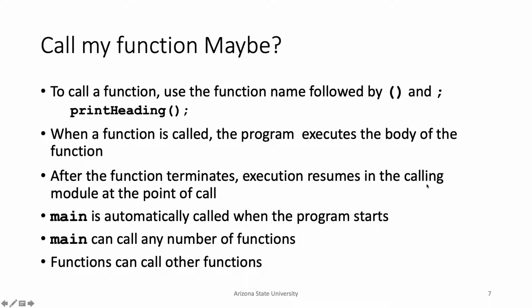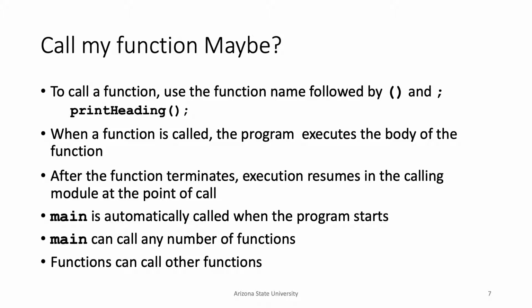So let's do one more slide. If you want to call a function, you do this. You use the function name followed by parentheses. This is not really correct because you need to put the parameter list inside. But other than that, you do need the parentheses, that's always required, and a semicolon because it's just a function call at that point. When a function is called, the program executes the body of the function. So it stops from wherever it is and jumps to the start of the other function.